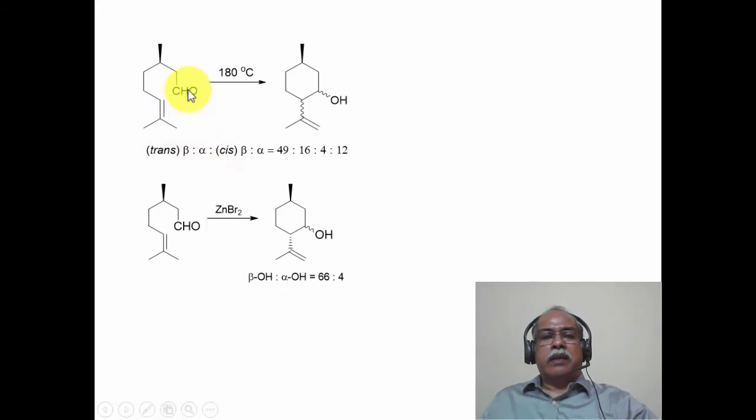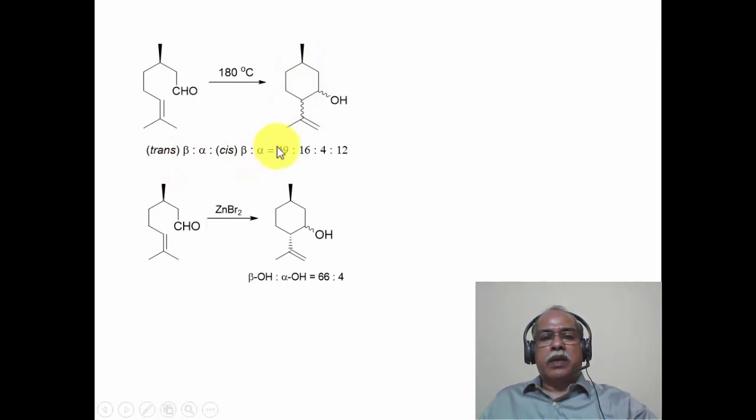In the case of this aldehyde, which is a terpene aldehyde, the reaction takes place at 180 degrees Celsius. A mixture of both the cis and the trans compounds are formed. We are talking about the relative stereochemistry between this carbon here and the newly formed carbon, which is this particular carbon, which is a stereo center. This can be either cis or trans. Both cis and trans are formed.